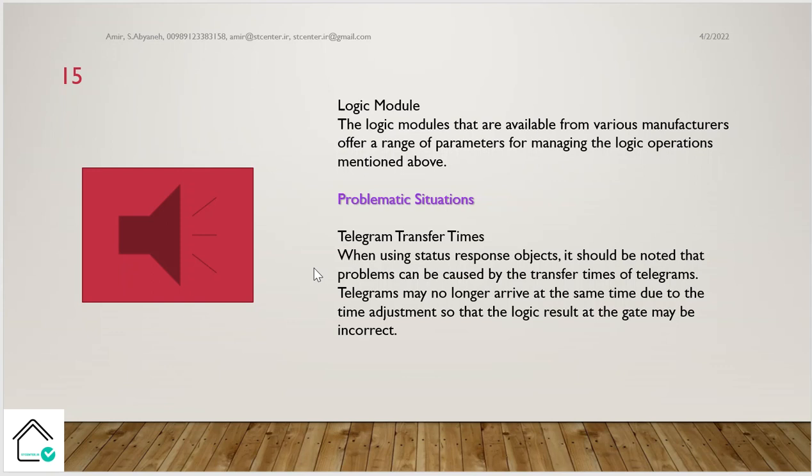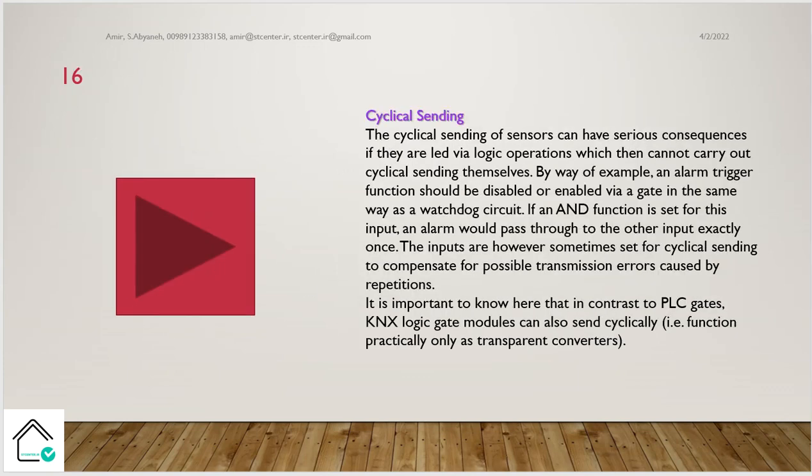For example, you want to do something special when a fire is happening in the building, okay? You define the logic. One input is from your fire alarm system and one input from some secondary sensors, and then you have some specific output. Okay, so for a specific operation, the telegram transfer time is so important. You should take care of it.